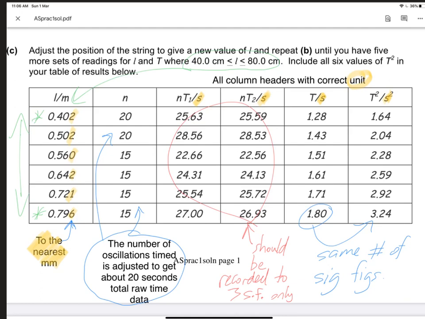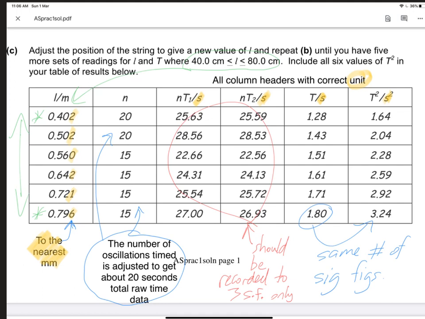So here is a model answer for the table of data. First thing to notice is that the instruction asks you to find values for L in the range 40 centimeters to 80 centimeters. And notice this is very close to the lower end and this is very close to the top end. You must make sure you cover the full range as specified in the instructions.